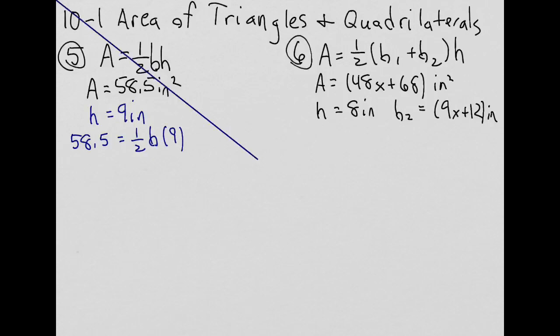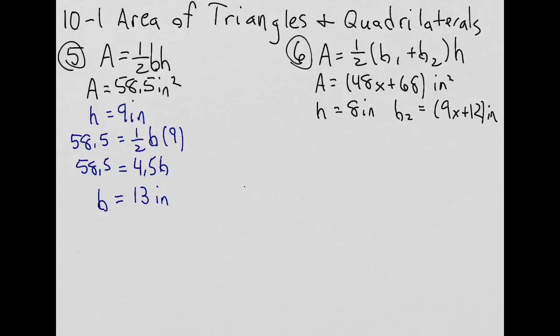All right, so I'll multiply that out. 1/2 times 9 is 4.5. B is equal to 58.5 divided by 4.5, and we get a base of, let me check my math, 13 inches. All right, fairly straightforward. Now let's look at problem number 6. These are a little more complicated. So you have a couple of things here.